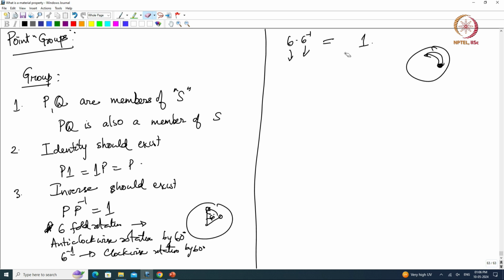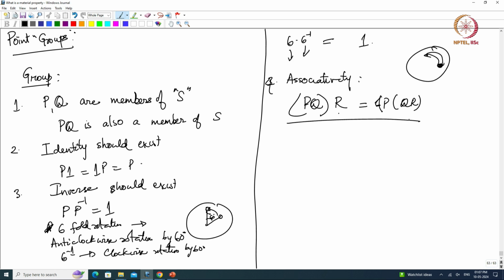And also associativity. There is the property that if P, Q and R are members of the group, I can operate R first and PQ next. PQ times R is equal to P times QR. Or I can operate QR first and then P next. So this is associativity.